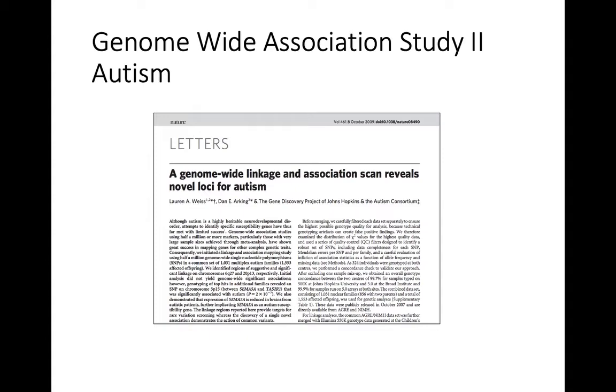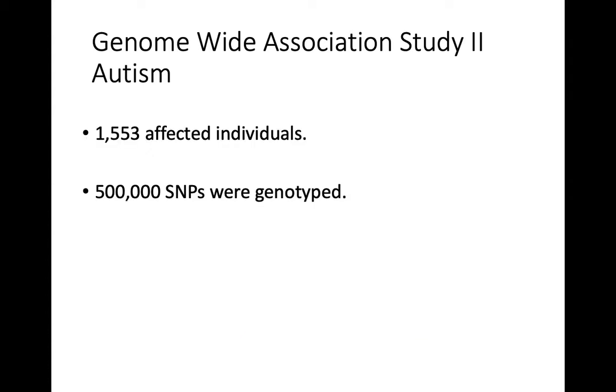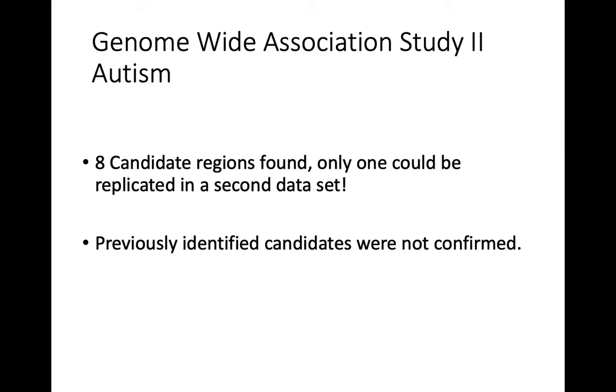Okay, here's another type of genome-wide association study that was done. This was done for autism, titled "A Genome-Wide Linkage and Association Scan Reveals Novel Loci for Autism." In this analysis, 1,553 affected individuals were genotyped in addition to controls, and they were genotyped for 500,000 single nucleotide polymorphisms across the genome. 8 candidate regions were found, but only one of those could be replicated in a second data set.